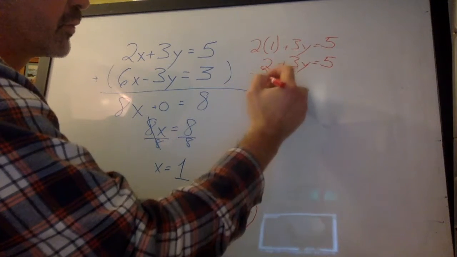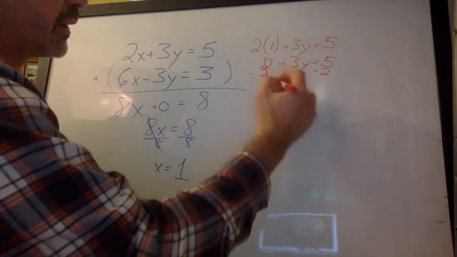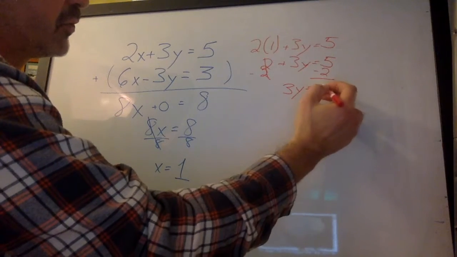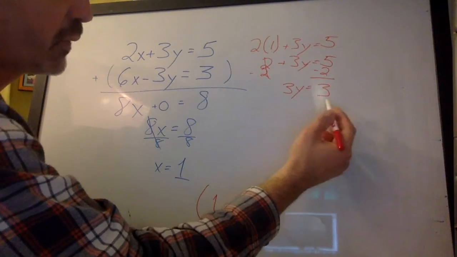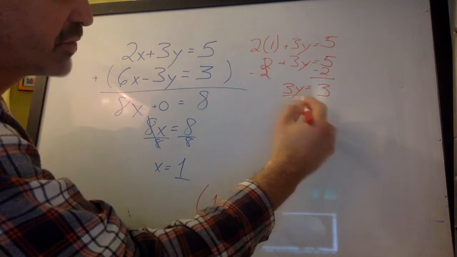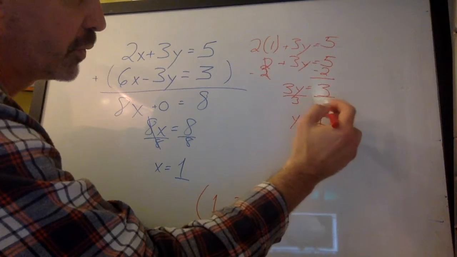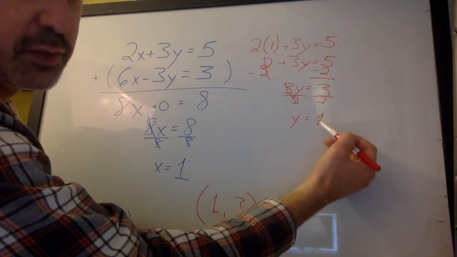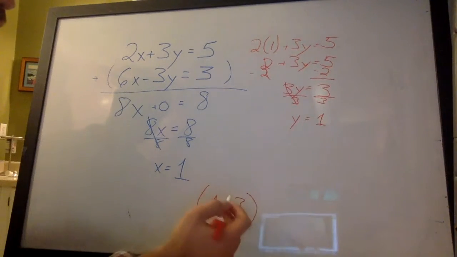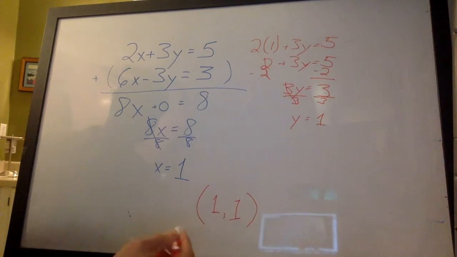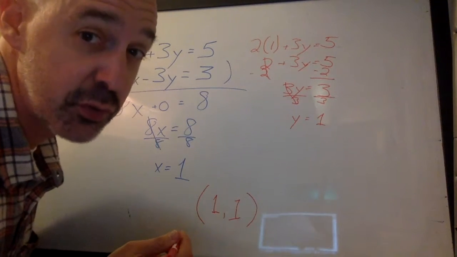Subtract 2 from both sides. That cancels out. 3y equals 5 minus 2 is 3. If 3y is 3, then 1y must equal 1. And I can show that by dividing through both terms. 3 over 3 is 1, so 1y equals 1. So down here in my solution, I'm thinking the answer is going to be 1, 1. But I want to make sure that I'm totally right.